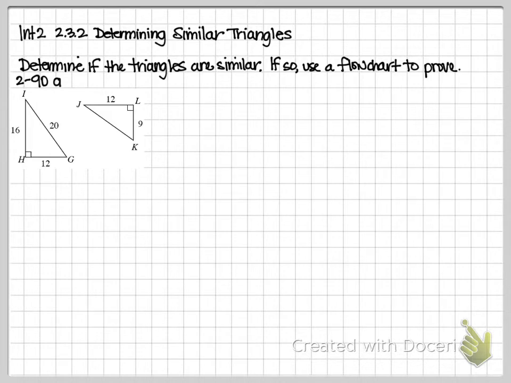So the first thing that I would recommend that you do is look to see if you have met the requirements for one of the three. So remember, the three are angle-angle similarity, side-side-side similarity, or side-angle-side similarity. Those are your three choices.